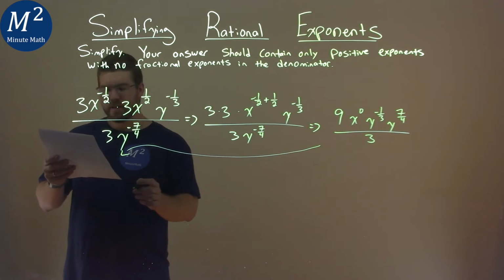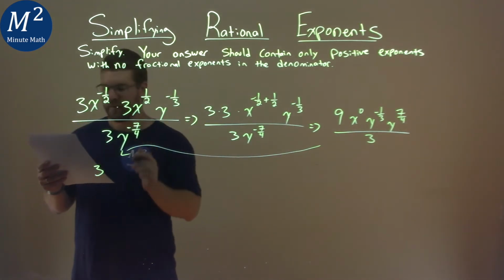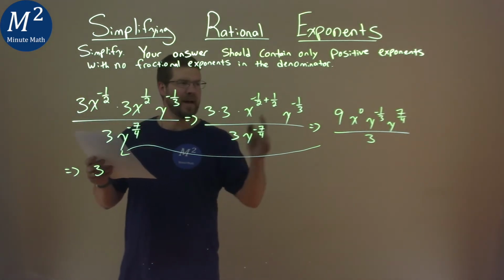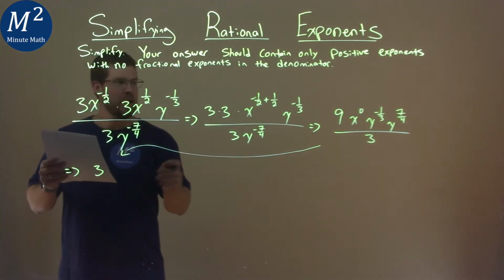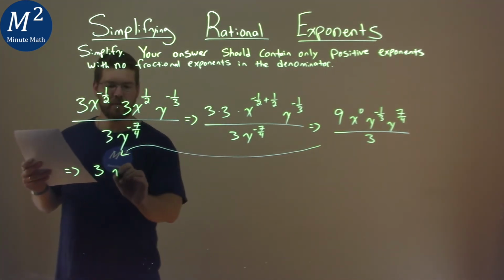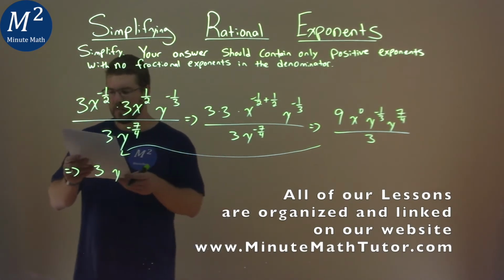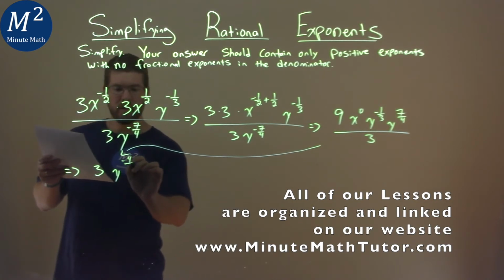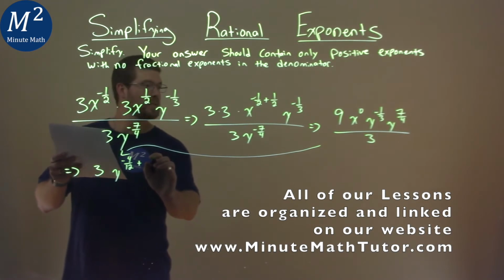Well, 9 divided by 3 is just a 3, and we no longer need a denominator here. I'll put that like this. Then we have, well, x to the 0 power is just 1, don't need to write that anymore. And now we have y to the negative 1/3 power and 7/4. But we have to add the fractions, let's find a common denominator. Negative 1/3 is the same as negative 4/12. And we're adding that to a positive 21/12.